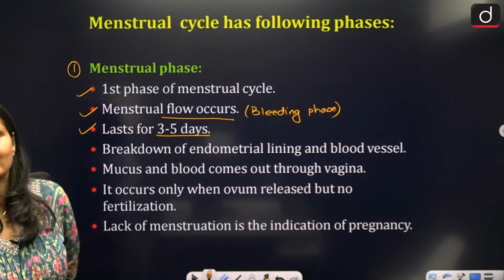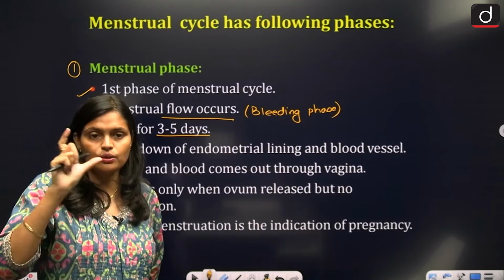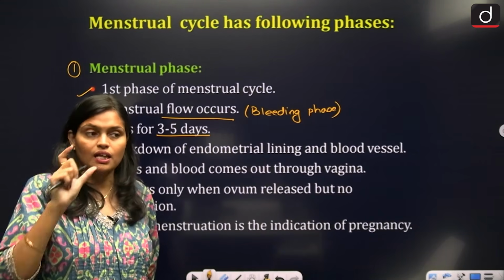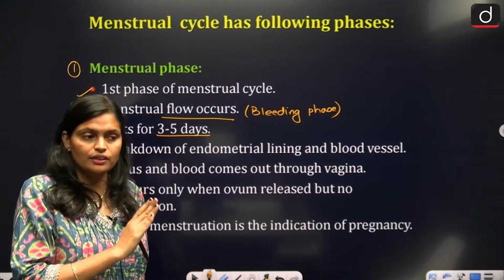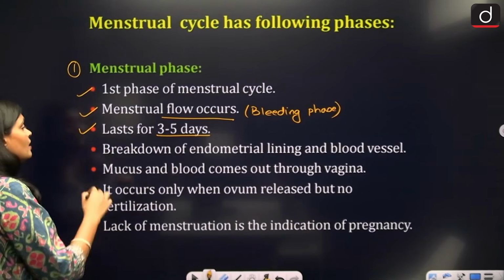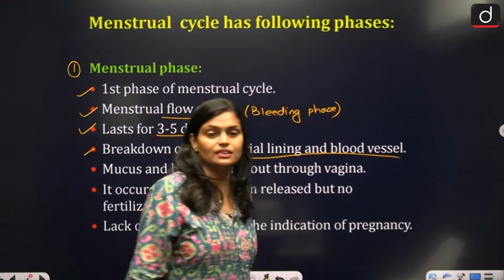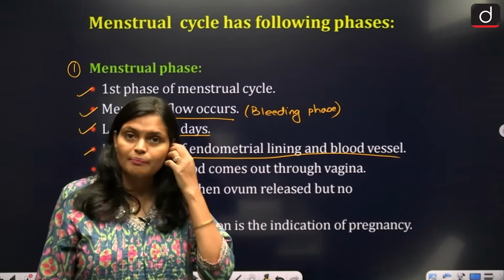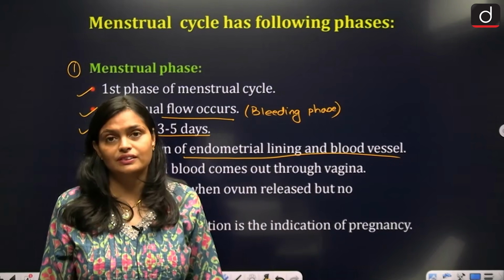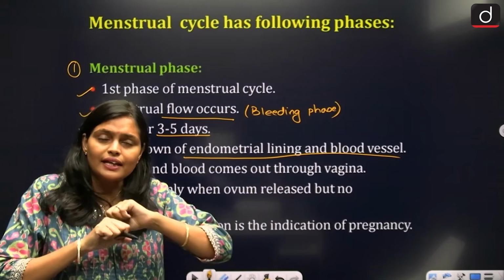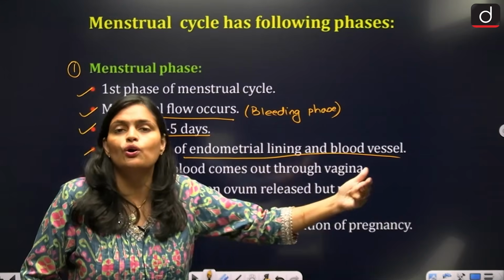So these cycle continue from 1 to 28, which is the days of the menstrual cycle. From the 1st to the 5th day is the menstrual phase, the first phase of the cycle, and it continues for the first 5 days only. During this stage, there is a breakdown of the endometrial lining and the blood vessels. So the endometrium lining, or you can say the wall of the endometrium, breaks up, and the blood flows out.